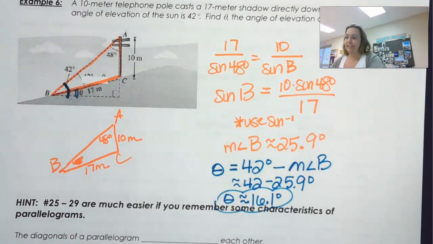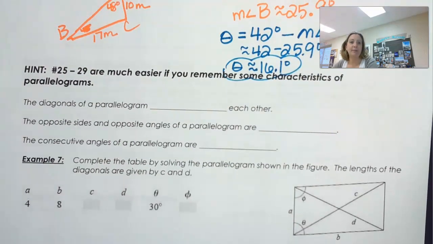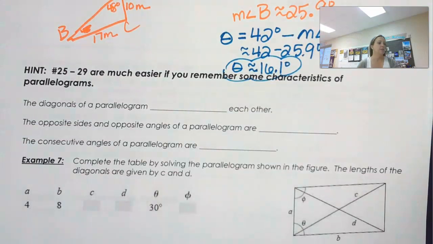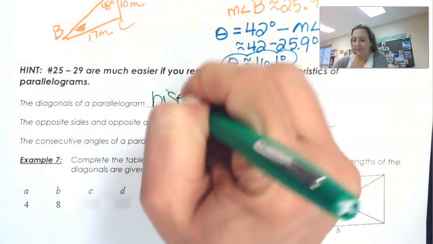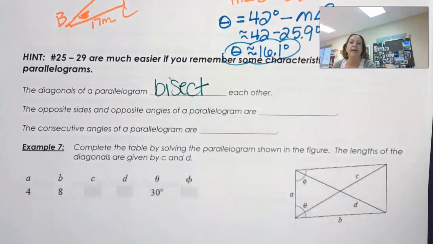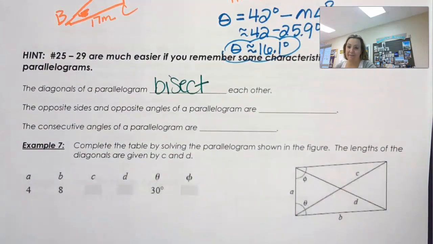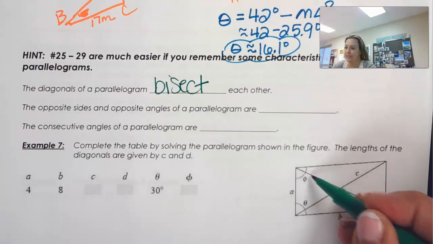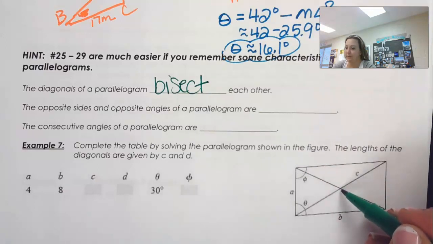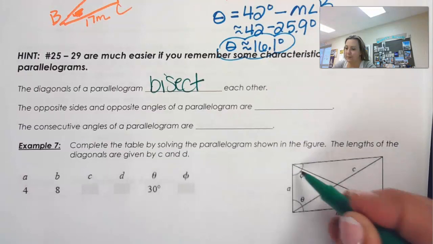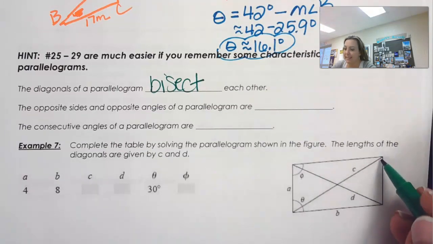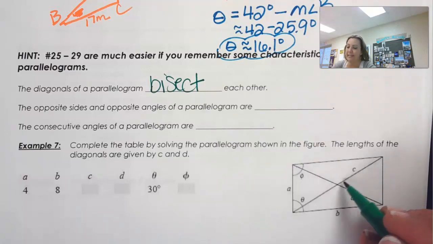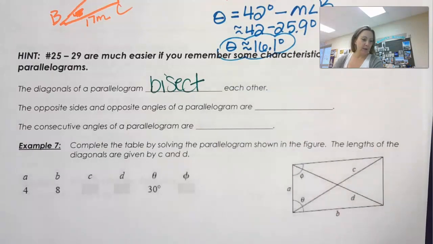There are a couple problems in the text that are much easier if we remember some characteristics of parallelograms. So let me remind you about some of those different pieces. First of all, the diagonals of a parallelogram bisect each other. Okay? They cut each other in half. That means that from here to here is equal to from here to here. So if this was length x, this would also be length x. Now that doesn't mean that this is length x, it just means that this length is the same as the other length that's here, okay?